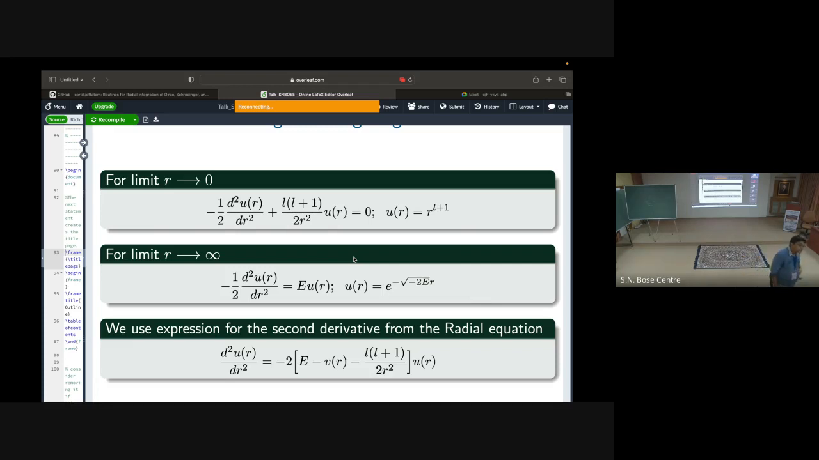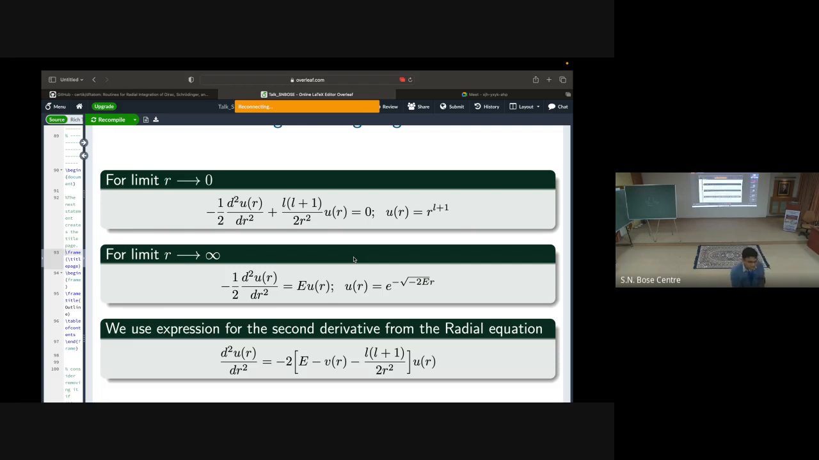Now remember, whenever we get the equation for capital R, it has a first derivative also, not only the second derivative. So whenever we convert it into u, that first derivative will go, right? Because if you have a first derivative, you cannot convert that into the form of the Schrodinger equation. You want it in the form of the Schrodinger equation, and in the Schrodinger equation, you have only the second derivative, not the first derivative, right?